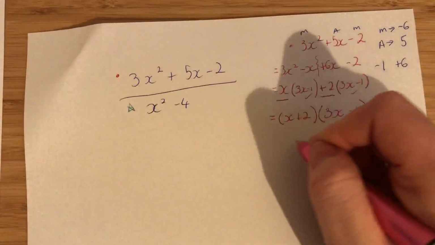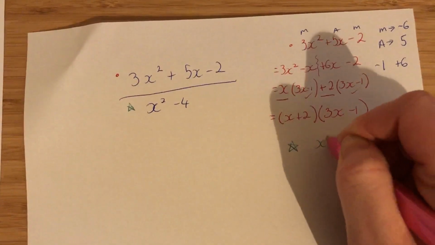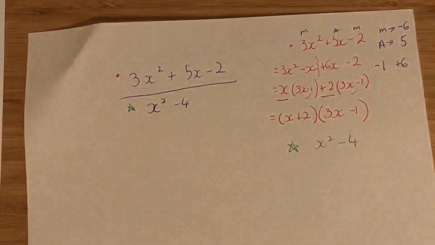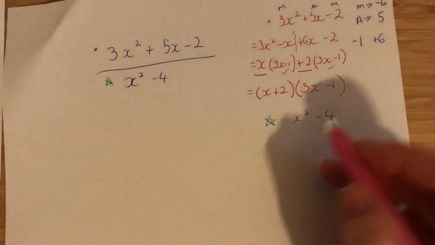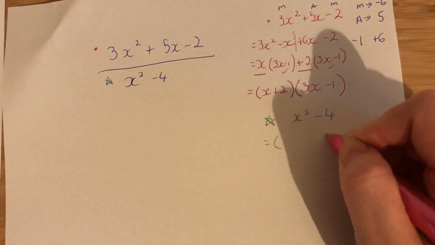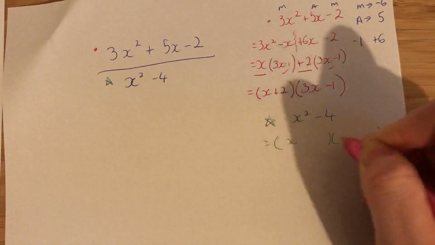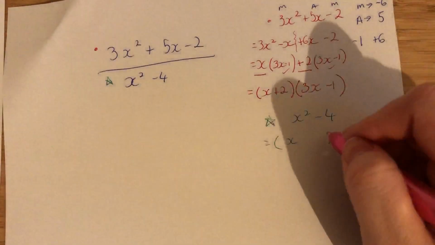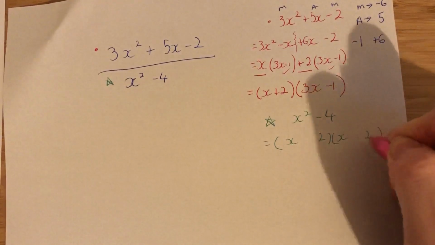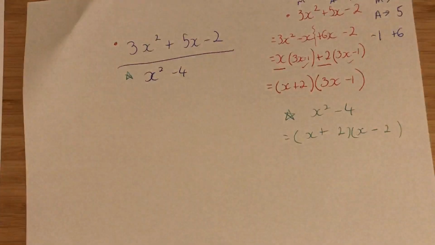Factorising the denominator now. X squared minus 4. Is there a highest common factor? No. Is it a difference of 2 squares? Yes, it is again. So hopefully you've got this. X goes as the first term. Square root of 4 is 2, plus and minus.